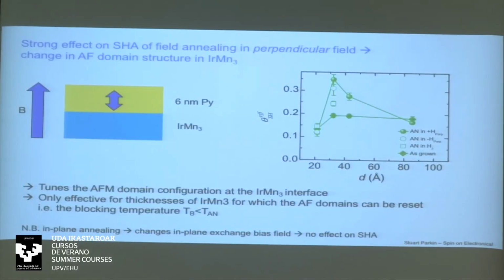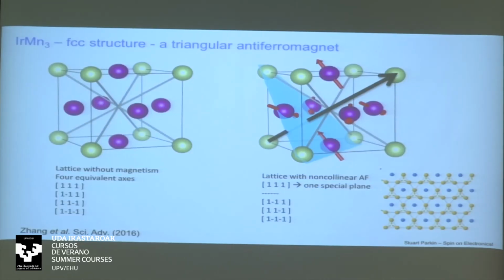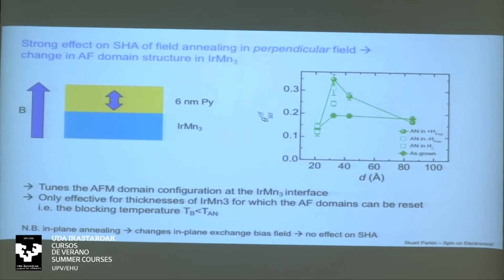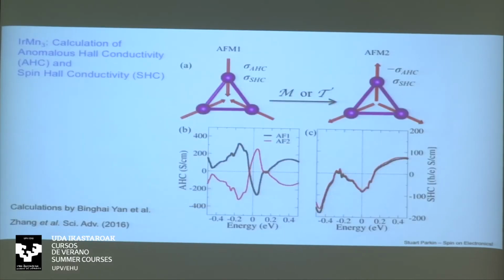I'm going to skip this, but we can manipulate the population of these domains. You can see the structure. You have 16 anti-ferromagnetic domains along the different 111 planes, and it's chiral, so there are 2 different chiralities. But we can actually manipulate the population of these domains by exchange coupling to a magnetic layer, and then we find we get a very large spin Hall contribution, larger even than in platinum, about a 40% spin Hall angle. Very, very large.